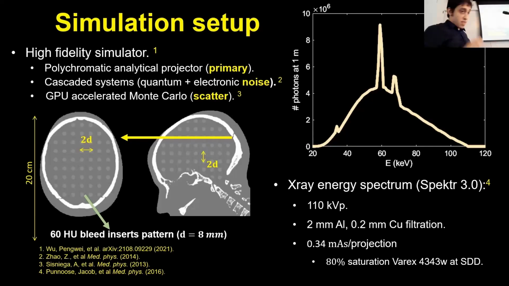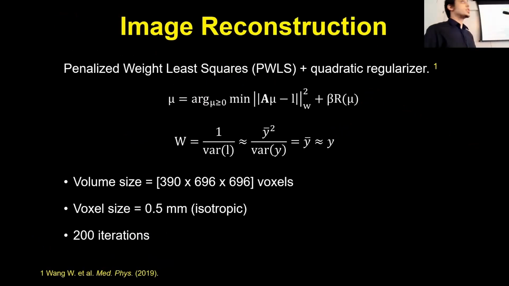These are the parameters we are going to study in our simulations for the results we are going to show you today. Regarding the image reconstruction, we propose the use of penalized weighted likelihood with a quadratic regularizer.